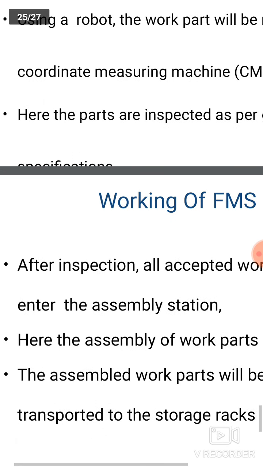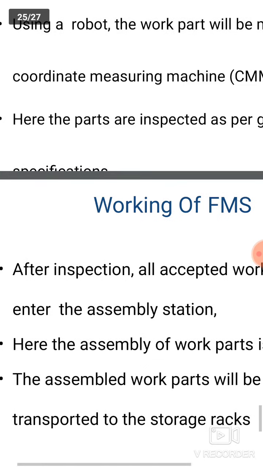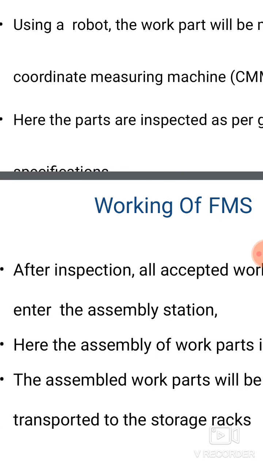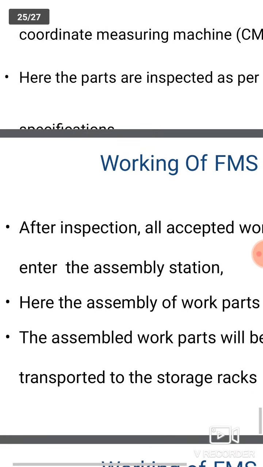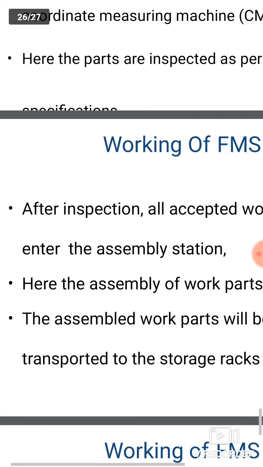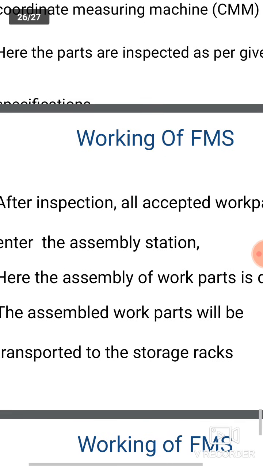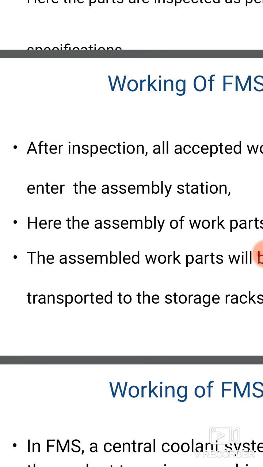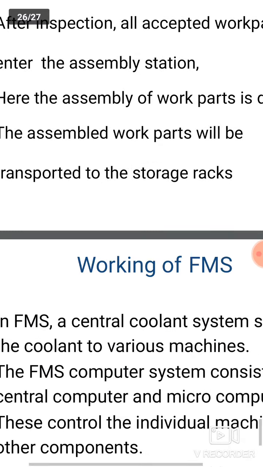Next, after inspection, all accepted workparts enter the assembly station. After finishing the inspection, they come to the assembling stations where the different parts are to be assembled. Here the assembly of workparts is done. The assembled workparts will be transported to the storage racks. So the different parts that have already been formed come to the assembling place, they are brought by the nearby transport to the storage, and there the assembly will be done.